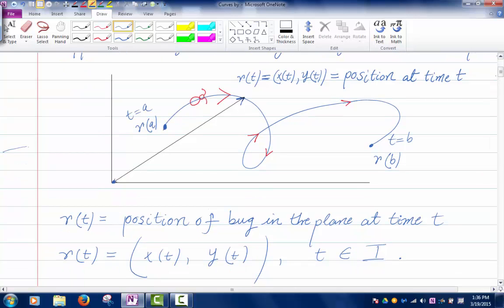Okay, so you can think of a curve as being the path of a moving object in the plane. Okay, the path of a moving object in the plane. And let's say here t is over some interval I.